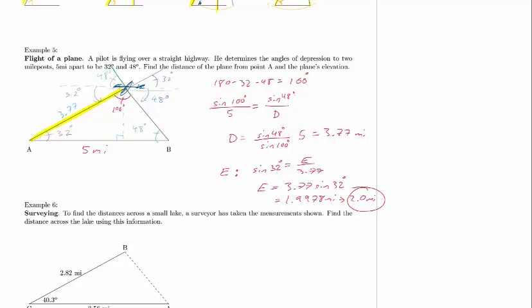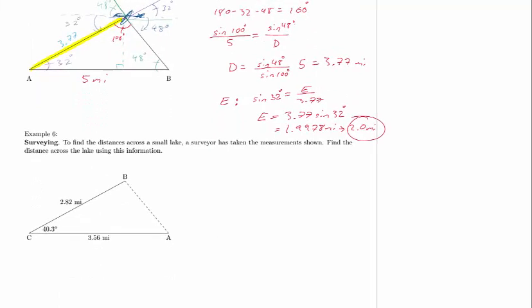The next example is a surveying example. We want to find the distance across a small lake. So we'll say the lake is over there, looks like that. And we've got our surveyor over here measuring with his instrument, not shown. We want to find the distance across this lake using the information that we have.